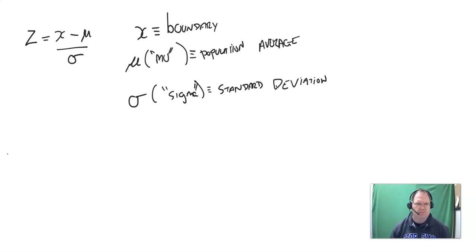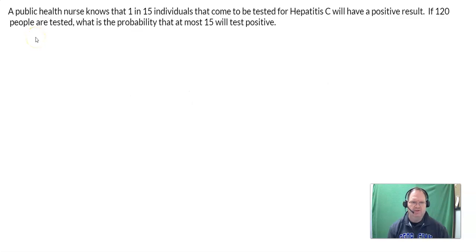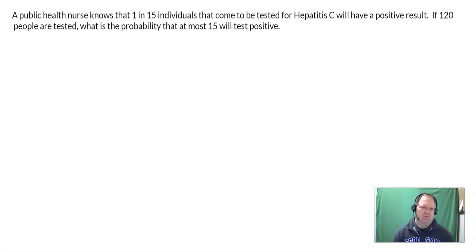So now let's look at a problem. A public health nurse knows that 1 in 15 individuals that come to be tested for hepatitis C will have a positive result. If 120 people are tested, what is the probability that at most 15 will test positive? The wording of this question is a little difficult, so let's take a look at that.